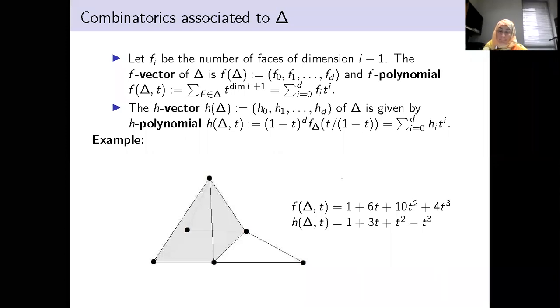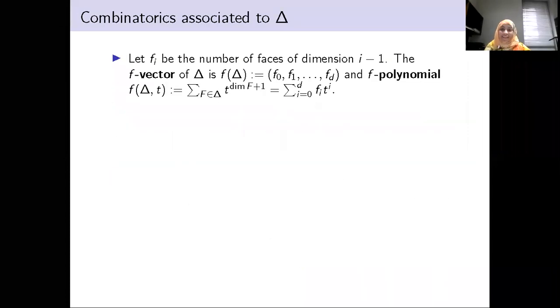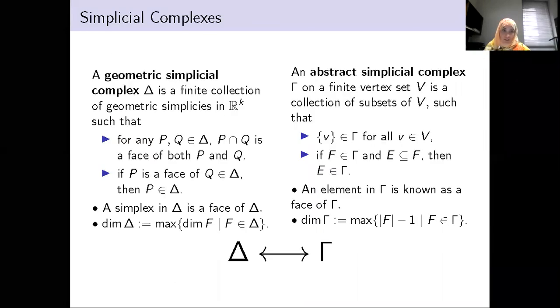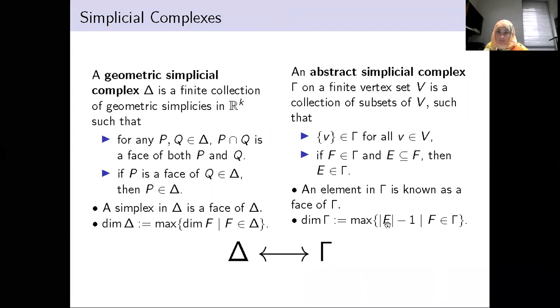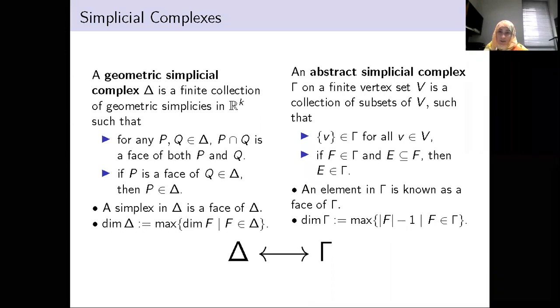there's a question in the message inbox. Let me see: how is the cardinality of a face defined? There are two different definitions, if you are considering the geometric one or the abstract. In the abstract, f is just a subset of v. So it's just the cardinality of f: how many elements there are in f.